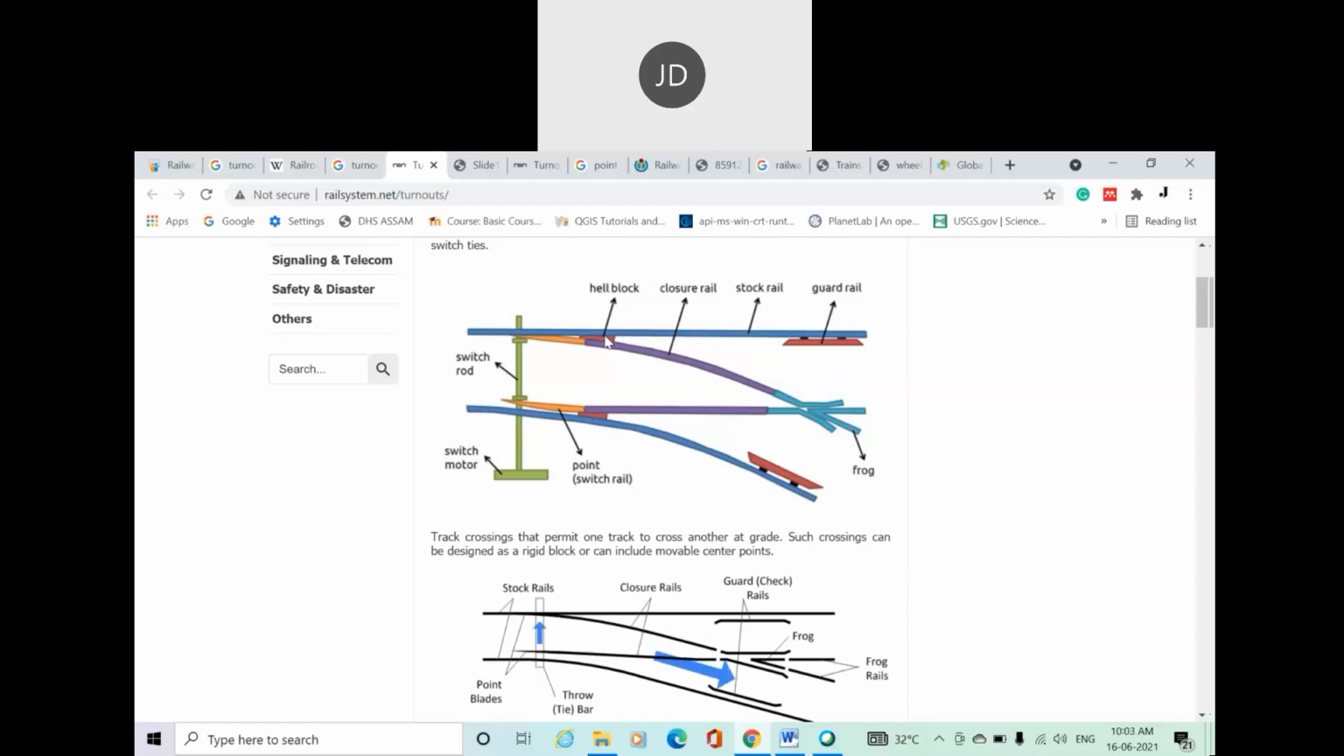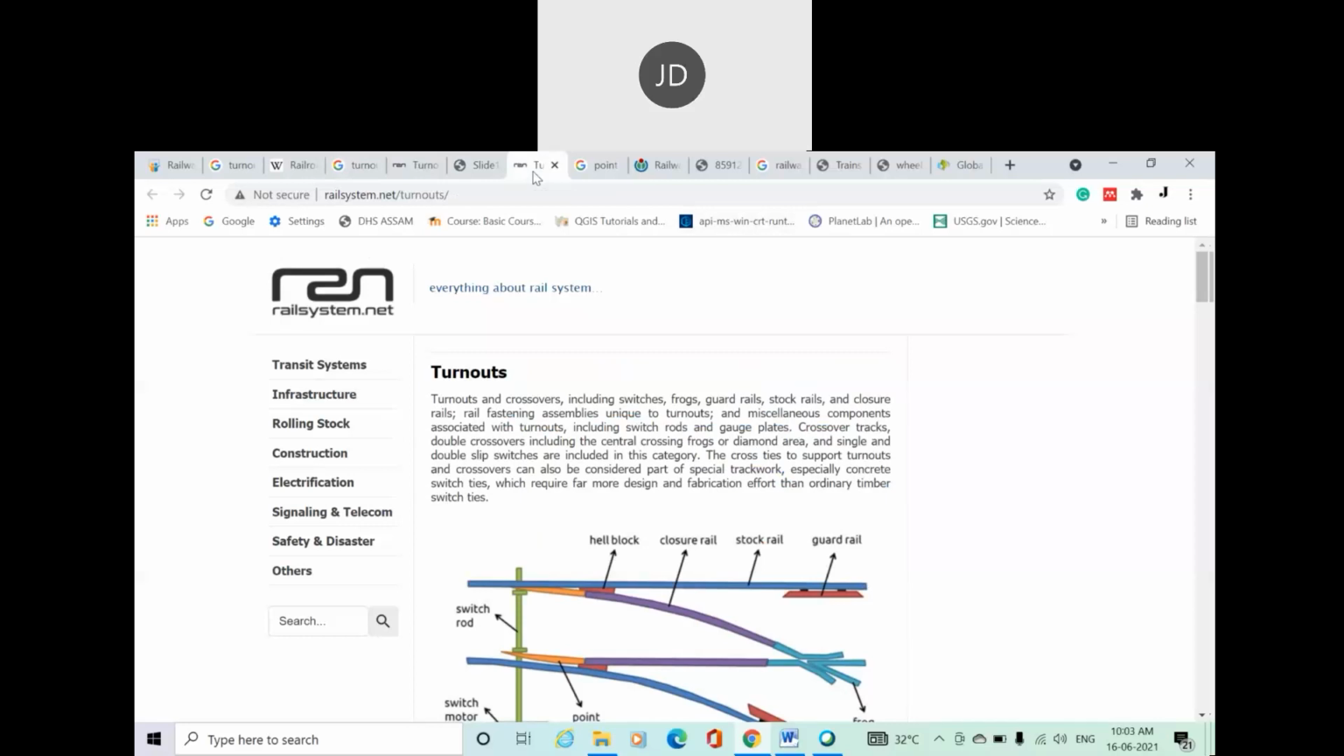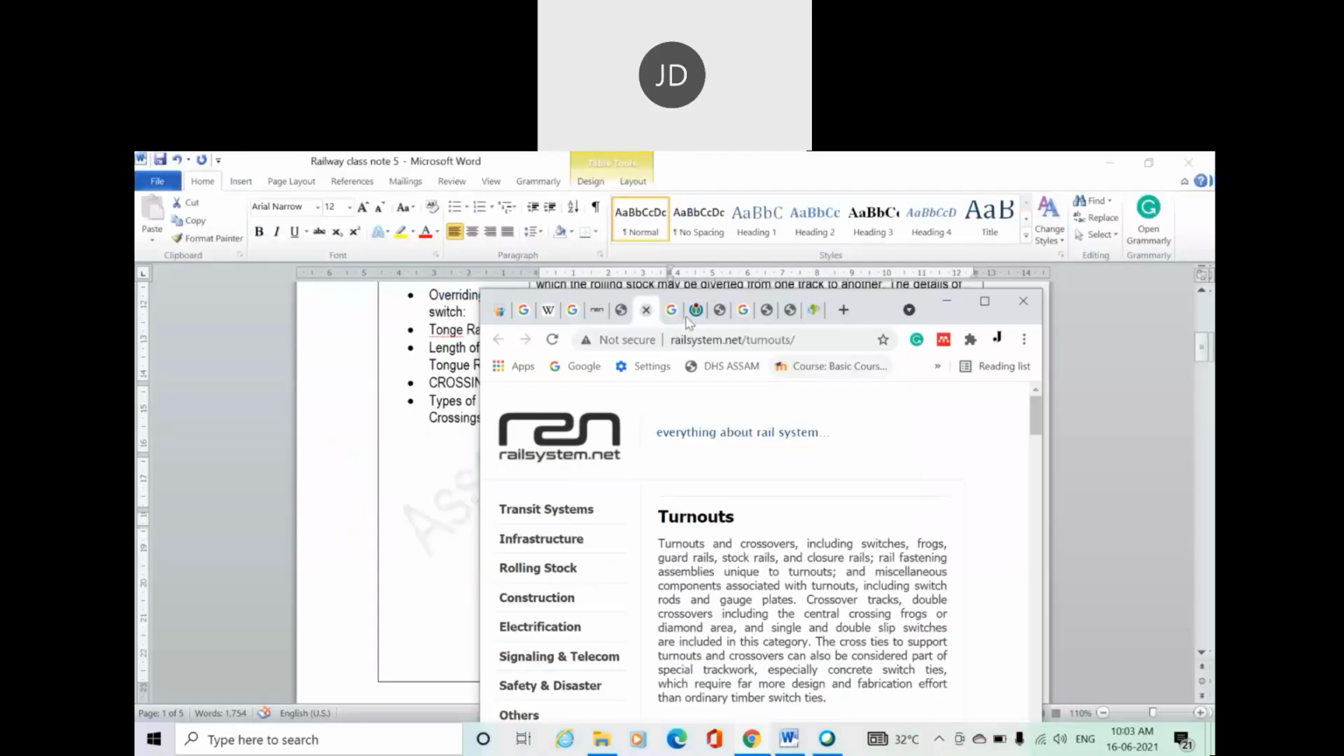Okay, so this is all about the basic components of a point and crossing. Other components are also there, different components are there. So don't worry, we're also going to discuss that. I'll show you one little complicated diagram of point and crossing. Wait.